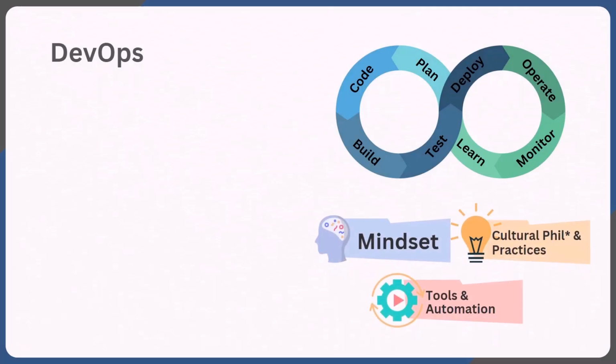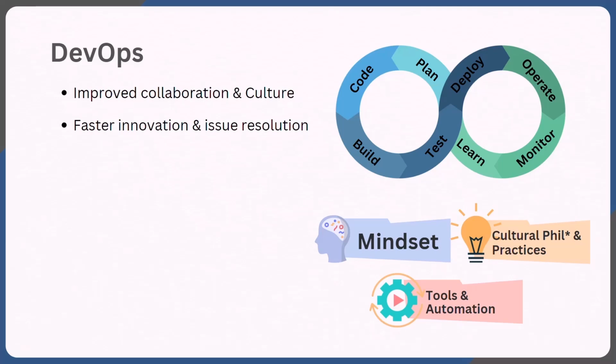Let's talk about some of the advantages of DevOps. Improved collaboration and improved culture. Obviously, with a shift in mindset and incorporating certain cultural philosophies and practices, along with collaborative tools, we have significantly improved the collaboration between cross-functional teams and the overall culture. Faster innovation and issue resolution. With a lot of emphasis on automation and with continuous integration and continuous delivery, we have significantly reduced the time it takes to release the software. And due to these faster iterations, we can innovate faster and also resolve issues in a timely manner.